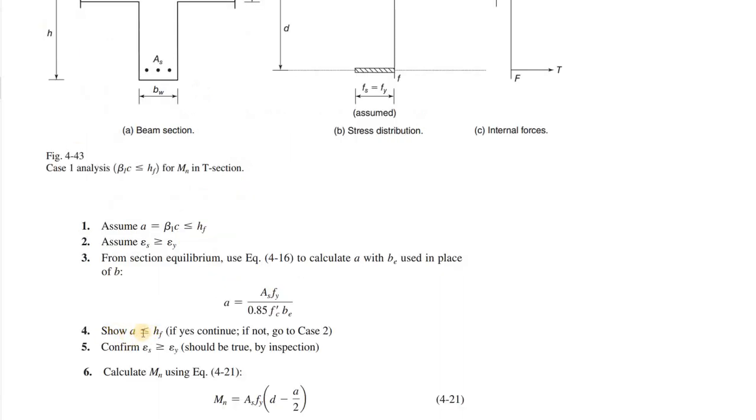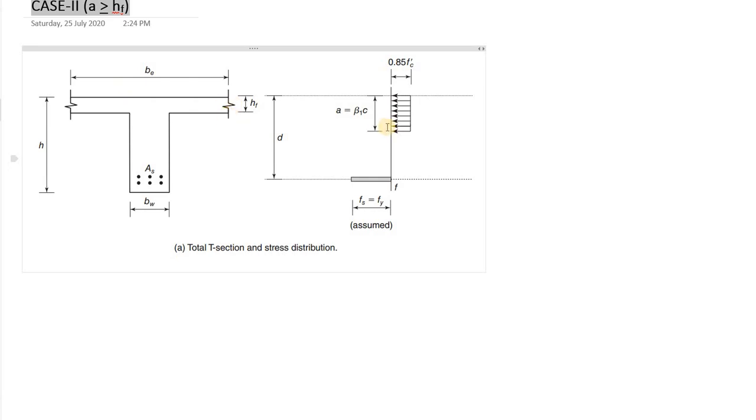Now, if this answer A is not lesser than HF, then you have to go to case two. In that case, your A value will be greater than HF, and this is how you will proceed now. Your A value is greater than HF, and the compression zone now consists of two different widths, BE and BW. And in this case, you can see that you will be having a certain depth A, for which a uniform stress of 0.85 FC prime will be acting. And we will again assume that FS is equal to FY. We'll assume that the tension steel is again yielding. We will retain this assumption, and of course we are going to check it later on.